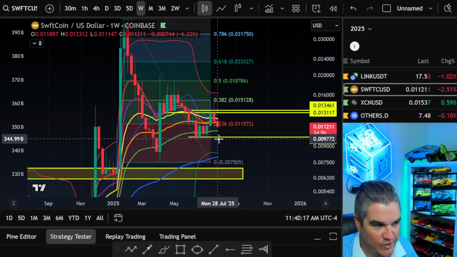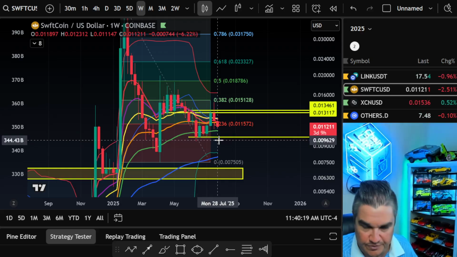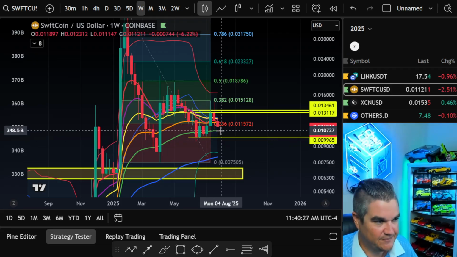If we close a weekly candle down here, that's where the trouble could potentially start and we would likely lose a lot of big momentum. Okay, so we'd want to watch for that big warning. However, I don't think that's the odds.